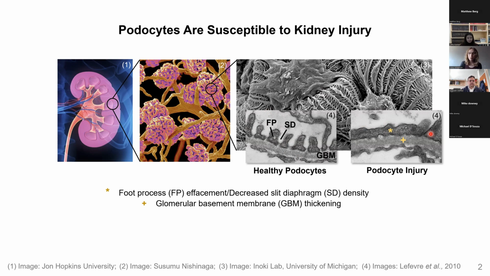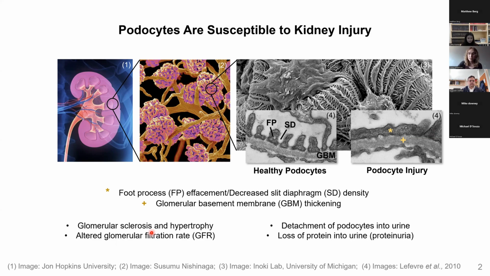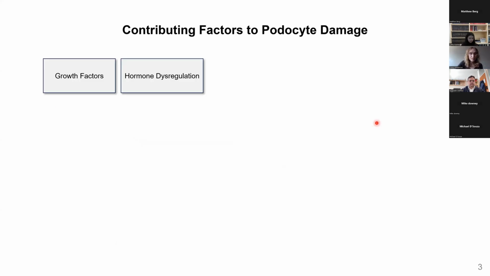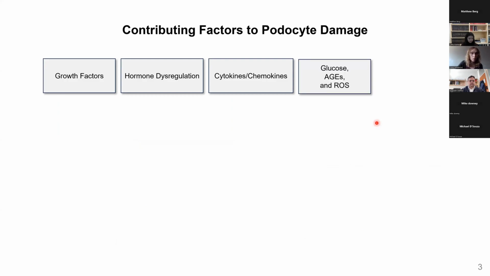Now, these changes are also associated with many other kidney changes, including glomerular sclerosis and hypertrophy, and alterations in glomerular filtration rate, or GFR. This can then progress to the detachment of podocytes into the urine, also known as podocyturia, and this is irreversible for the injury since they can't divide, and this could also result in the loss of protein, or proteinuria. So there are lots of factors that can affect podocyte injury. Some of these I'll highlight right over here: growth factors, hormone dysregulation, cytokines, high glucose, such as in diabetes, and lipotoxicity.